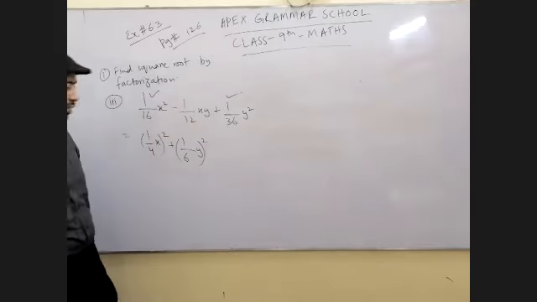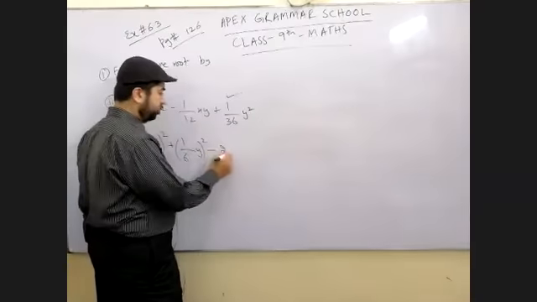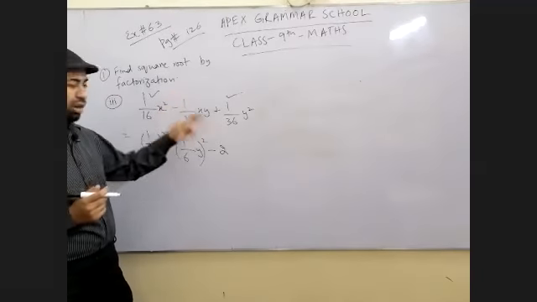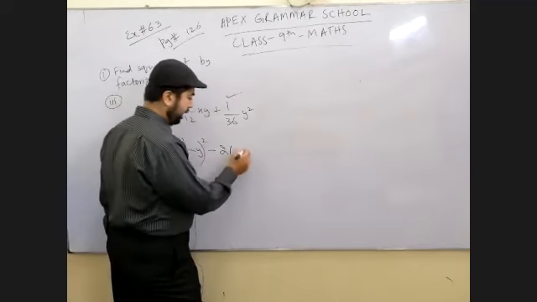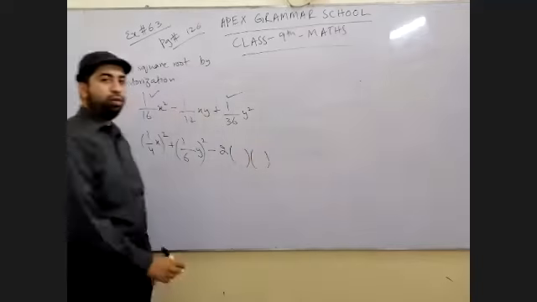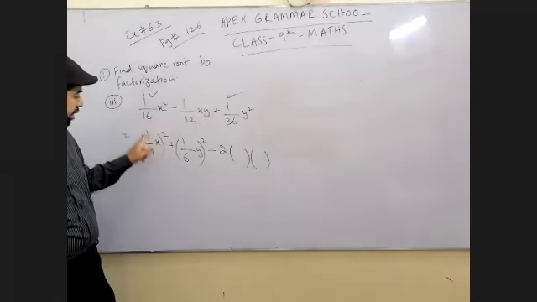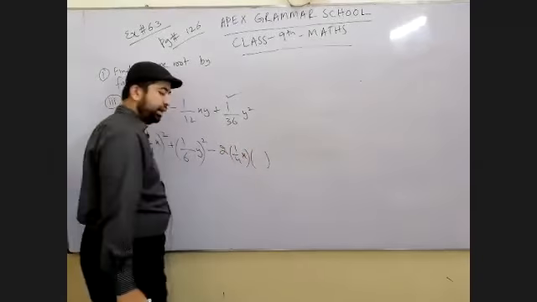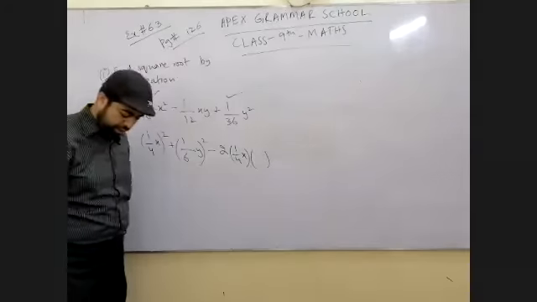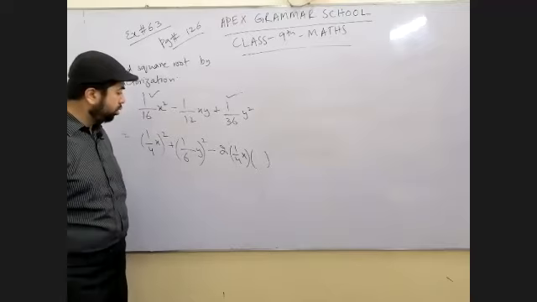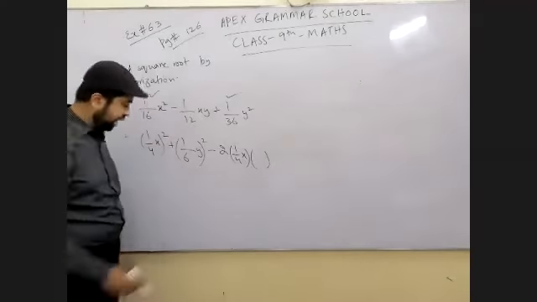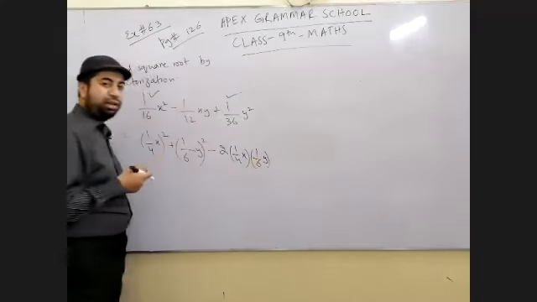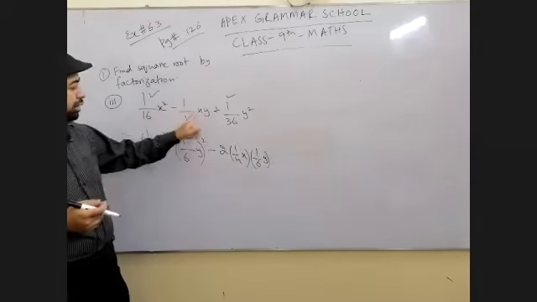After that there is a negative sign, so minus 2. For this you need to verify minus 1 over 12 xy, that is minus 2ab. The value of a is beneath this square, that is 1 over 4x, and the value of b is beneath this square, that is 1 over 6y. Now verify that this is 1 over 12 xy.